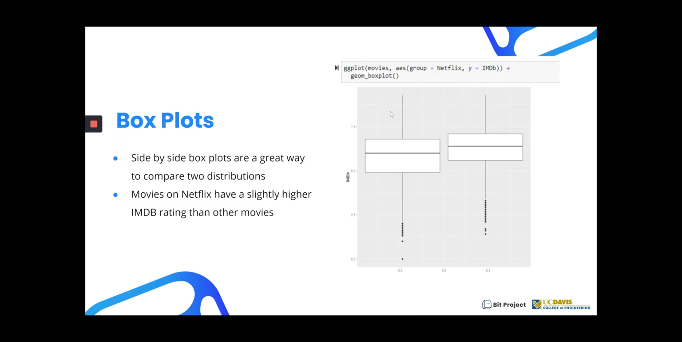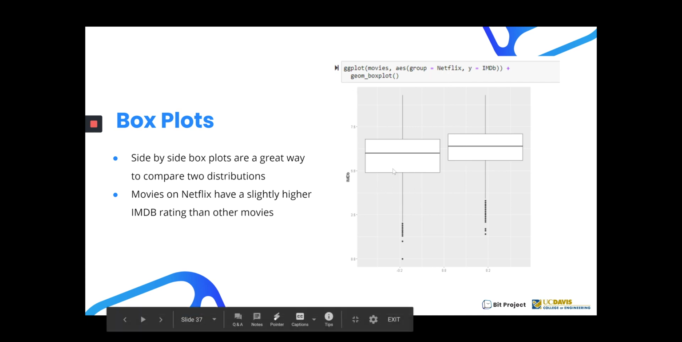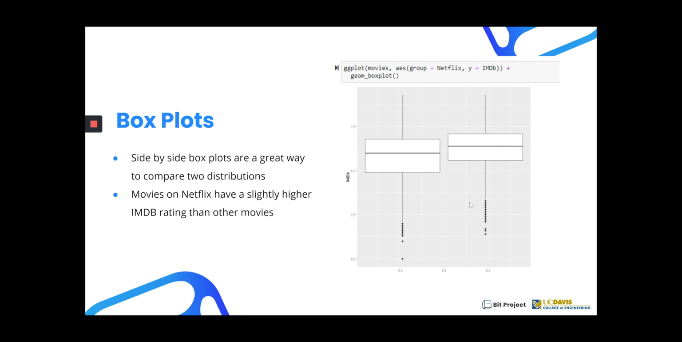If we look at side-by-side box plots, we see this same relationship. Here we're using ggplot again, but this time we're getting some box plots, and we're grouping by Netflix, and the y-axis is the IMDb scores. So here you can see again that movies on Netflix do have slightly higher IMDb scores than movies not on Netflix.